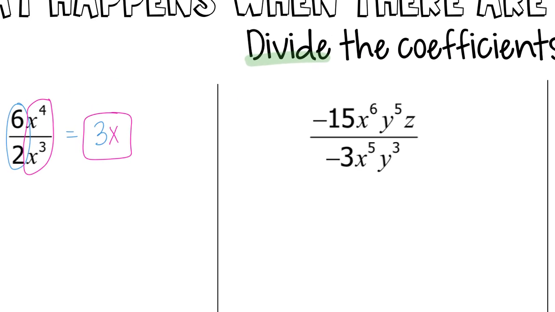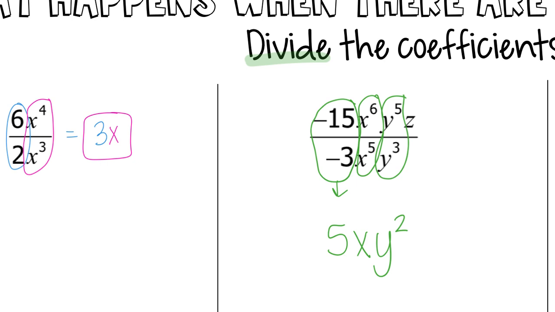Same thing over here for this one. We have negative 15 divided by negative 3, that's positive 5. And then I'm just going to subtract all these exponents. 6 minus 5 is 1, so I'm just going to put x. 5 minus 3 is 2, so y would be to the 2nd power. And then there's nothing to subtract from the z, so we're just going to bring the z down right next to it. So there we go. That's the answer to that one.